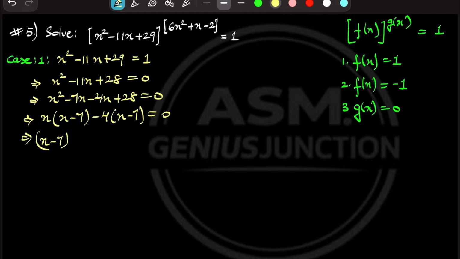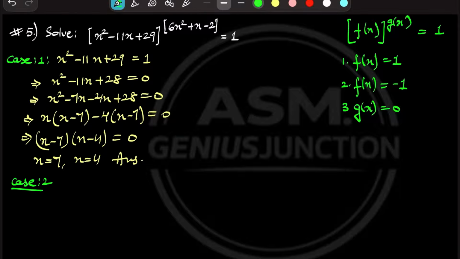This is x minus 7 and x minus 4 equal to 0, which is going to give you x is equal to 7 or x is equal to 4 as the final answer. Now, case number 2. In case number 2, I'm going to put this complete expression x square minus 11x plus 29 equal to minus 1. I will bring it on the right hand side. So this is going to give me x square minus 11x plus 30 equal to 0.